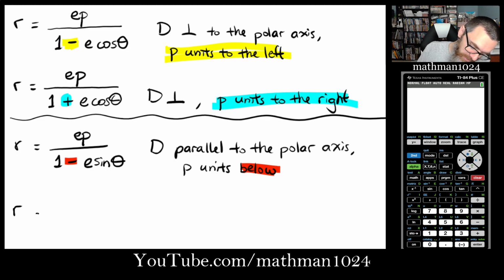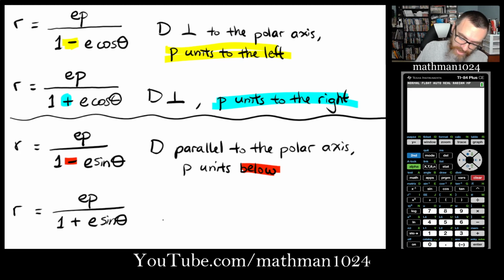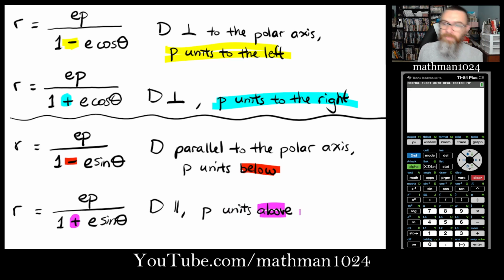And then finally, if we have r is equal to ep over 1 plus e times sine of theta, again, D is going to be parallel, and it's going to be p units above. So the plus right there means we're going to be going above. As long as we keep all this information straight, we're going to be fine.